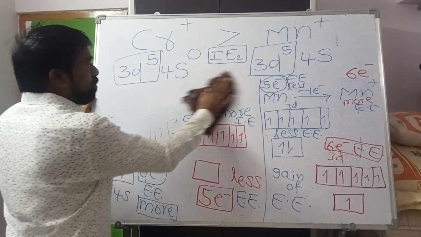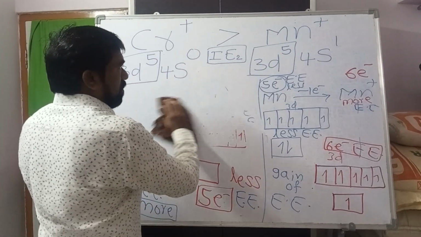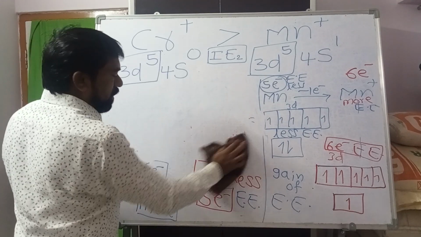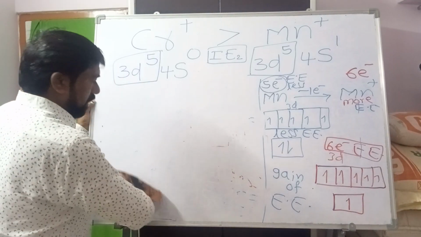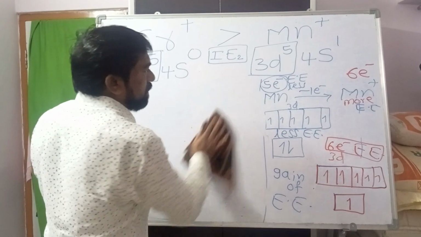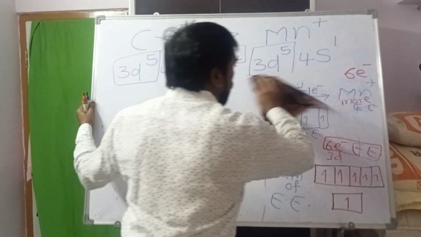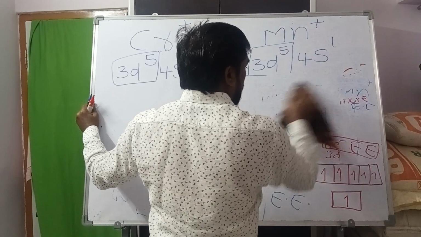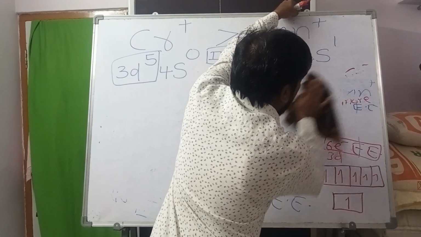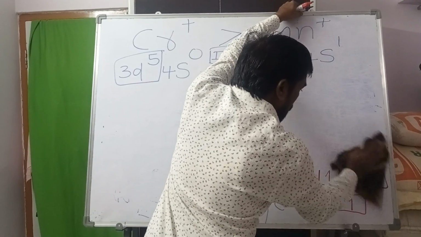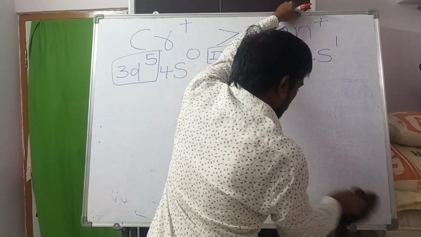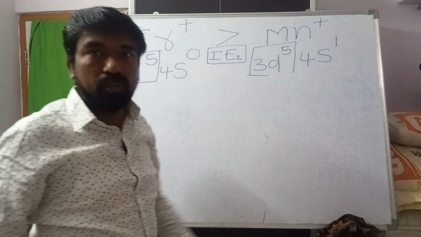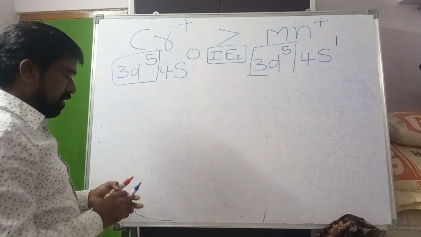Due to this reason, chromium has a higher second ionization enthalpy compared to manganese. That is explained only by exchange energy. Therefore, loss of exchange energy takes place in manganese only. Sorry, chromium only. In manganese, there is a gain of exchange energy.